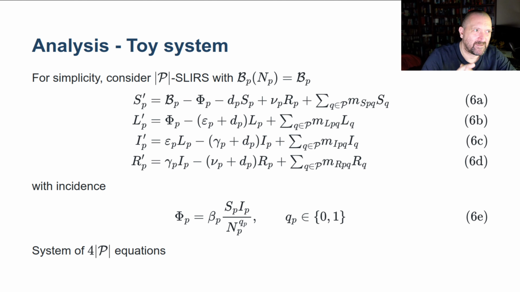You have to be careful, but it is feasible. Now, I'm going to assume that birth is constant, not per capita. So this is just a constant B_P, and the rest of the model is as I've explained before. For now, I won't specify incidence. I'll just say whether it's either mass action or proportional. And so what that gives me is a system of 4 cardinal of P equations.